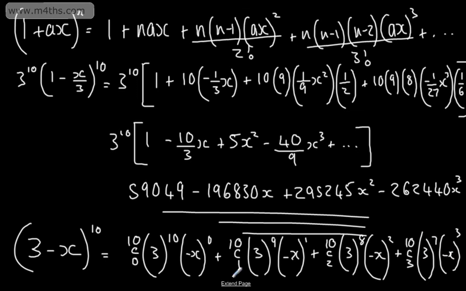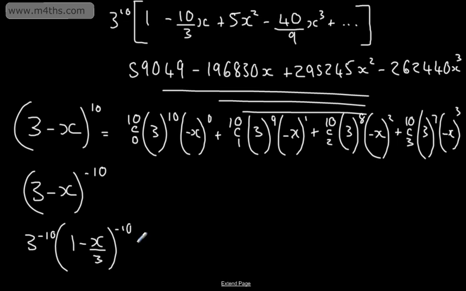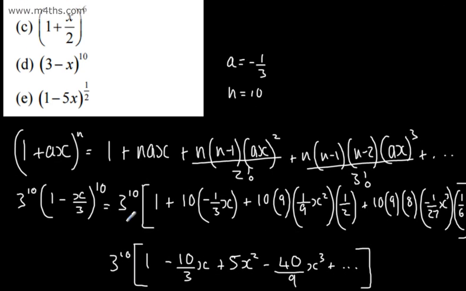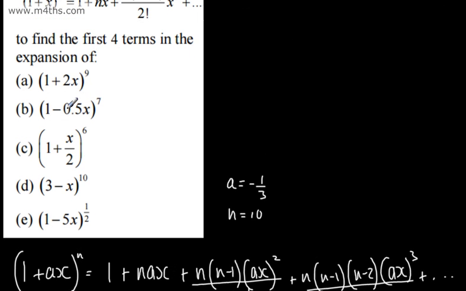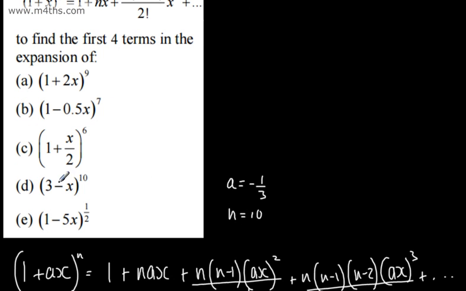A lot easier. But if I had, for example, 3 minus x to the power of negative 10, that is not going to be a possibility. Therefore, I would simply take out the 3 to the power of negative 10, 1 minus x over 3 to the negative 10, and then I would simply use this particular approach, this time with n is equal to negative 10 instead of positive 10. So as you can see, when we're using the method 1 plus x to the n, or 1 plus ax to the n, that value must be 1. If it isn't, we take it out.